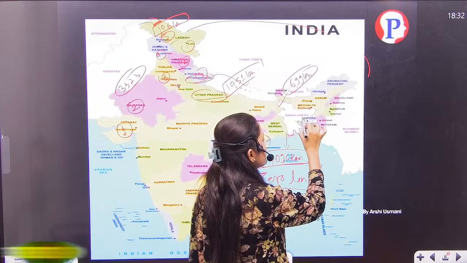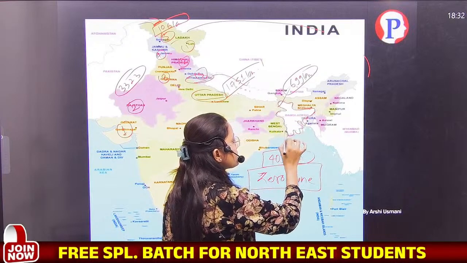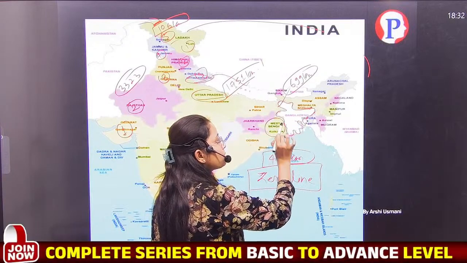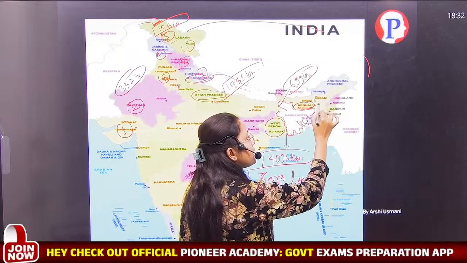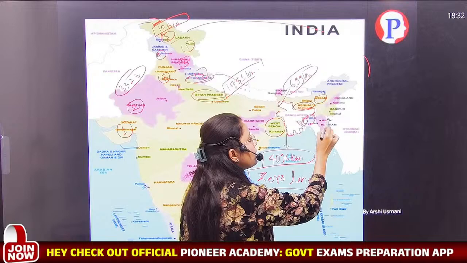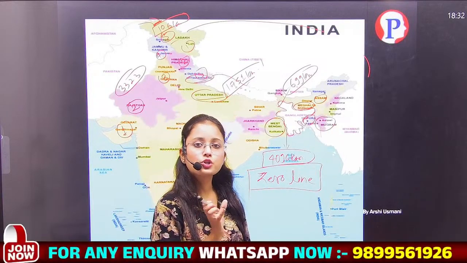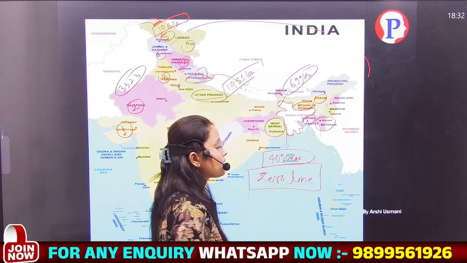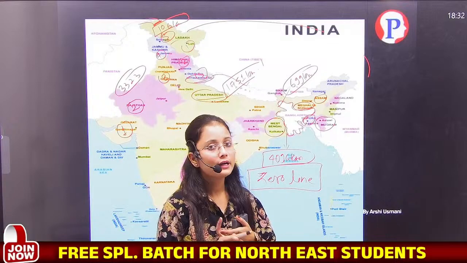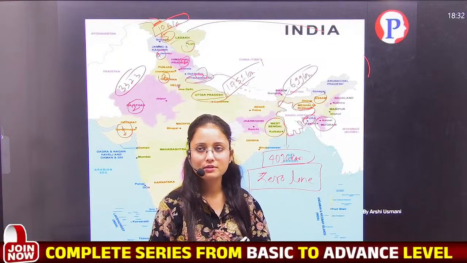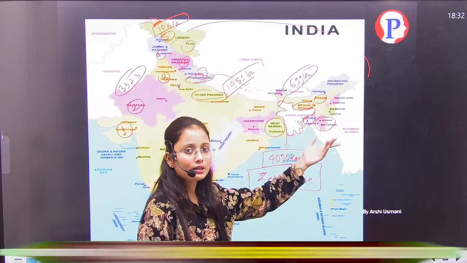This is the boundary of Bangladesh. So these are some states. First one will be West Bengal, and then second one will be Meghalaya, third will be Assam, fourth will be Tripura, and fifth will be Mizoram. So these are the five states who share its boundary with Bangladesh: West Bengal, Meghalaya, Assam, Tripura and Mizoram. It is the longest international boundary we have.